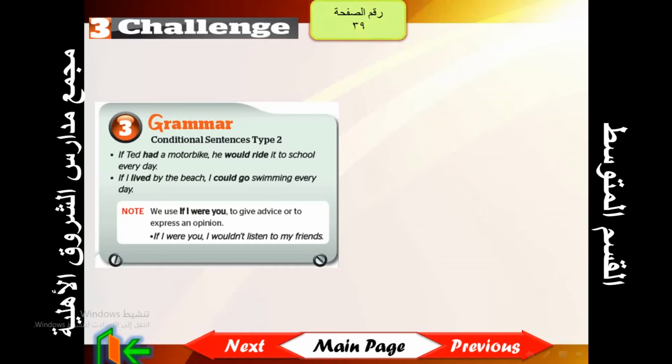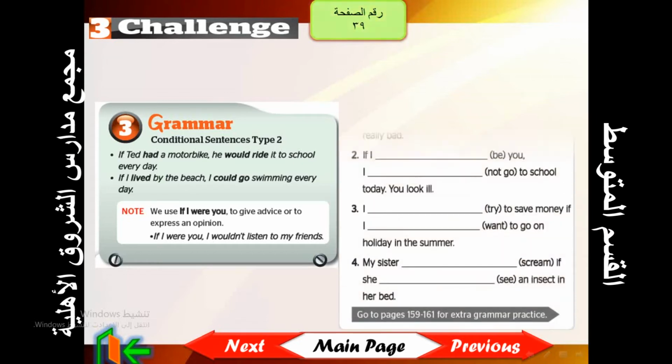Again, we have if plus present simple or past simple. Present simple in the first conditional. We have type 2: if plus past simple, plus would or could or should or might plus verb 1 or infinitive form. Okay.